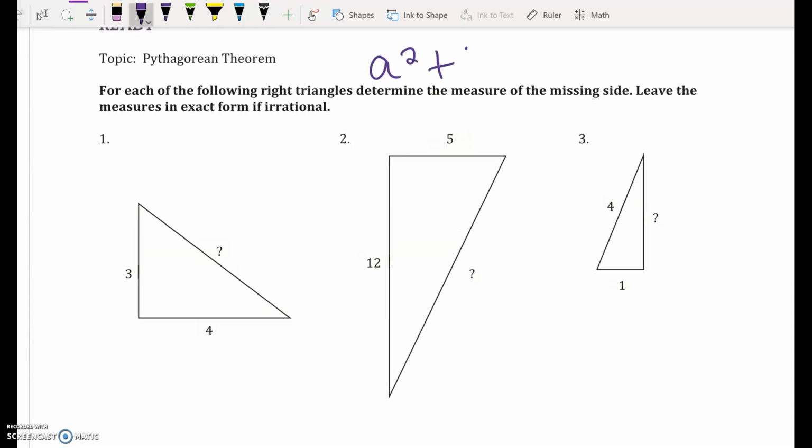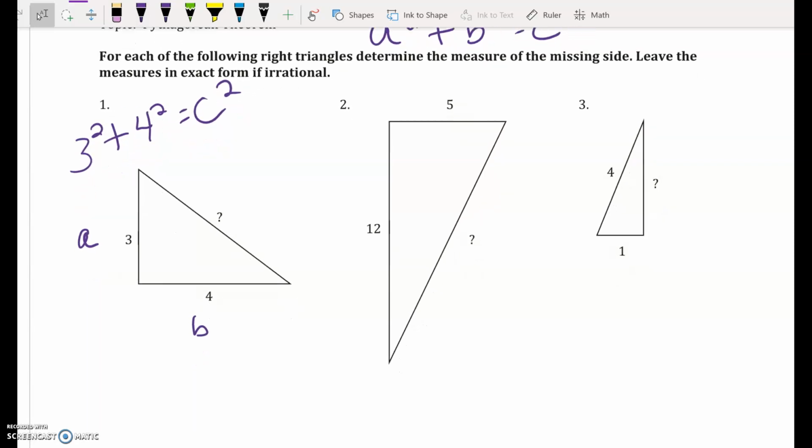A squared plus b squared equals c squared. It really doesn't matter what you label as a or b. So, you know, I can label that a and that b, and then I would square the 3 and I would square the 4, and then I'm trying to find out c squared. And so from that, you would just go through and solve.